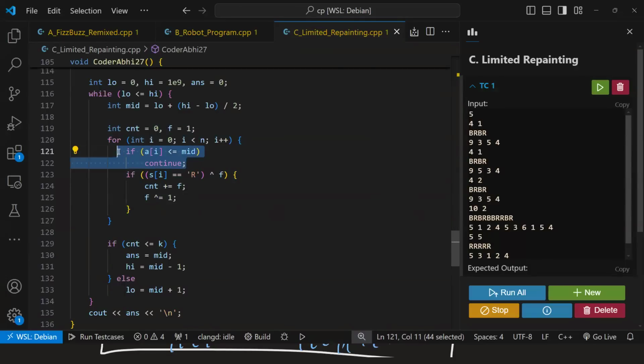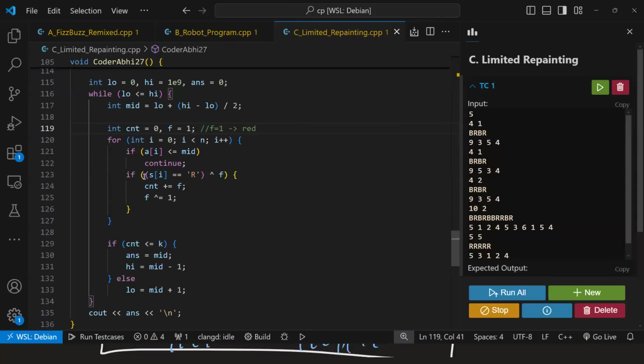Just continue. And then what I've written here is that F denotes the current color. F equal to 1 denotes red, and F equal to 0 denotes blue. Initially, when I'm starting, I say my color is red. The first time I get blue, from there my color changes to blue, and one segment of blue starts.